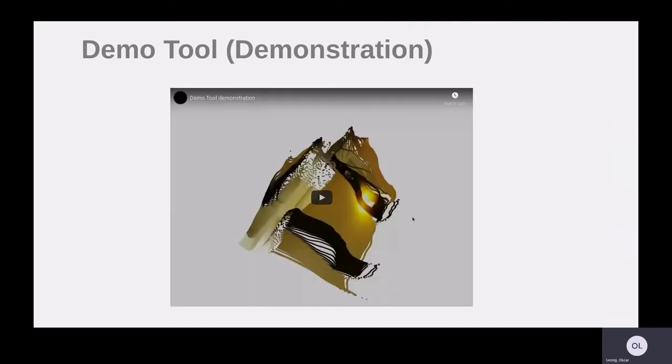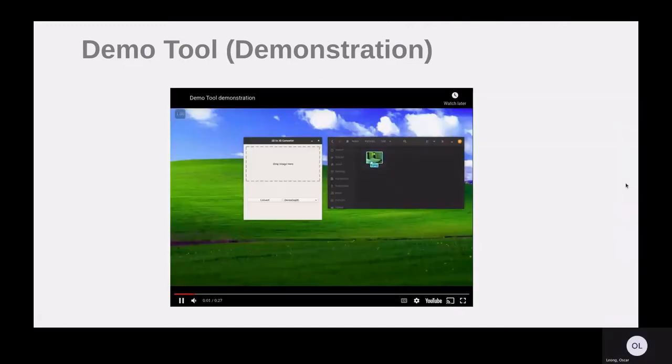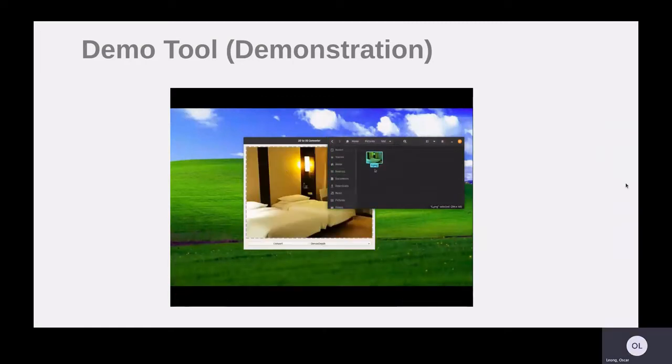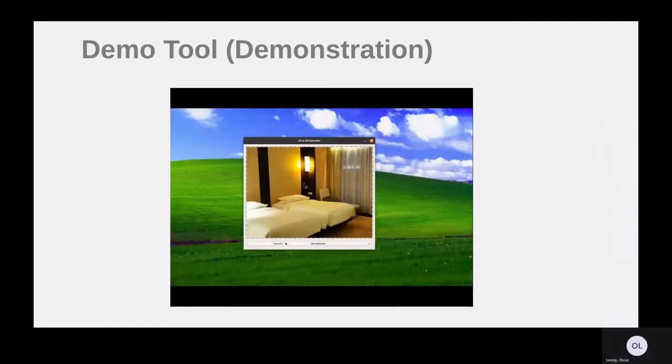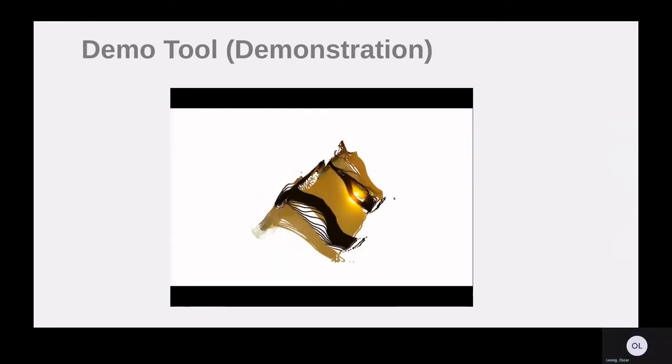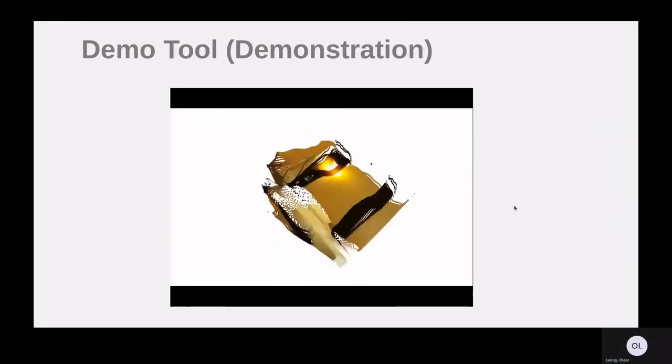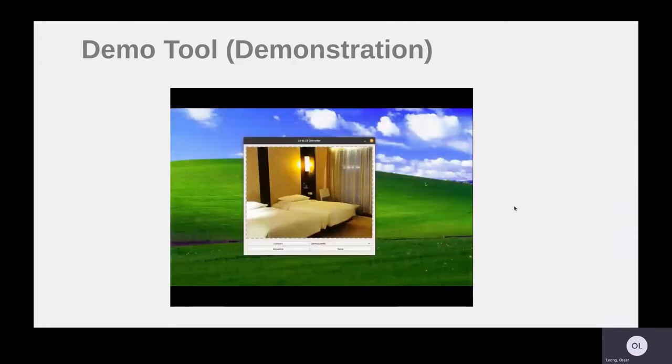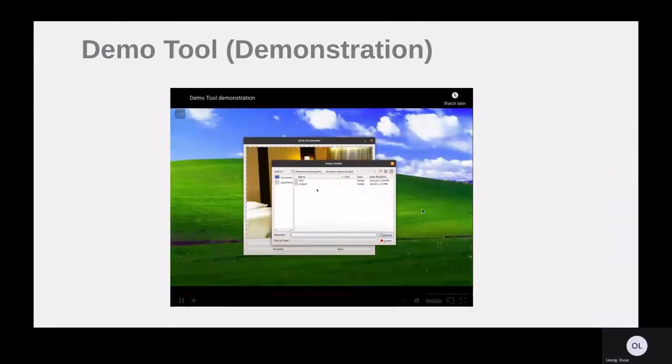Here we have a demonstration of our demo tool. I'll first get a 2D image and I'll drag it into the box. I'll now convert the image. It'll take a few seconds. I can now visualize the generated 3D object. Users can save the 3D object using a save button to their desired directory.